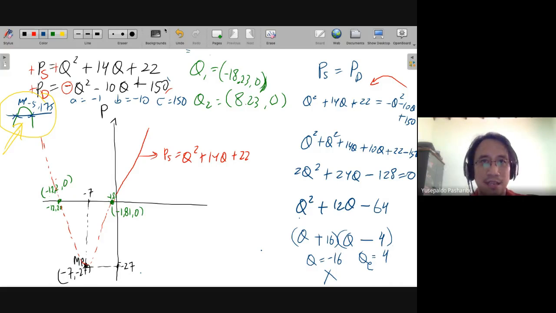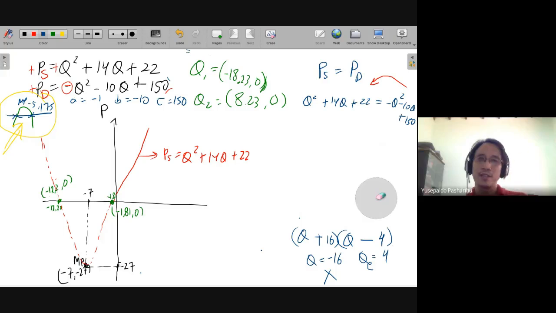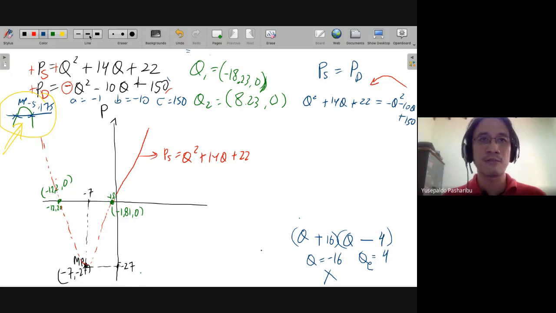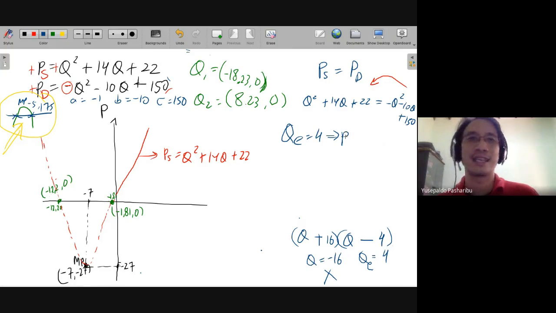Let's try to erase this one. So you can use two or three ways of factorization using a formula, or just use a simple calculation if possible. When QE equals 4, then the P, which one do you think we use here?